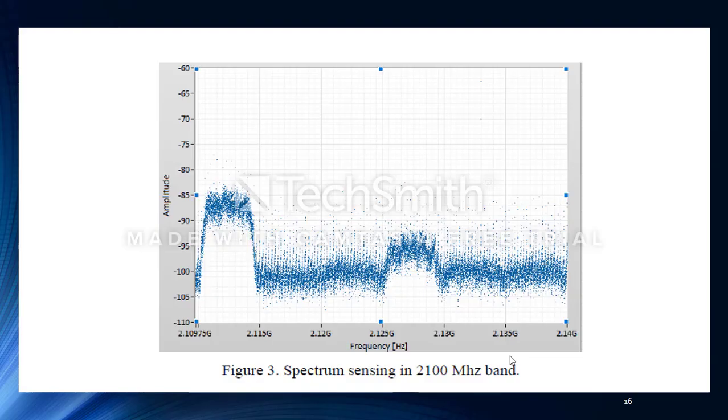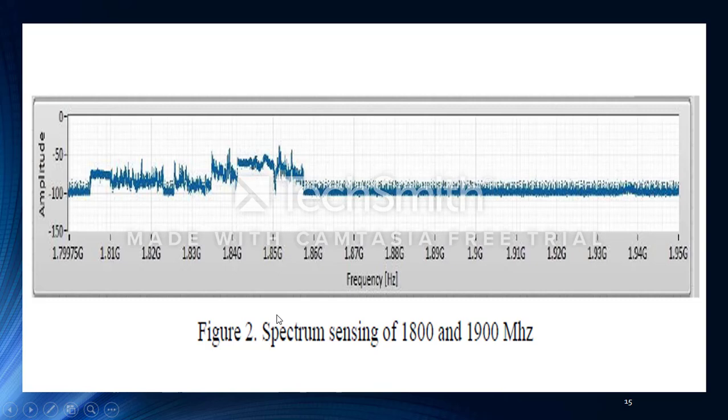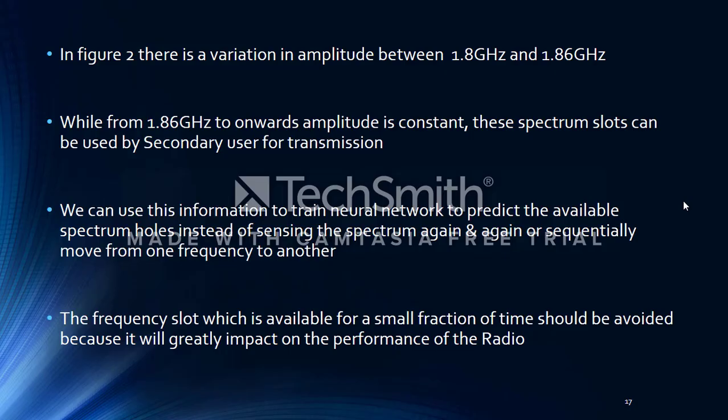In figure 2 there is a variation in amplitude between 1.8 GHz and 1.86 GHz, while from 1.86 onward the amplitude is constant. These spectrum holes can be used by the secondary user for transmission. We can use this information to train a neural network to predict the available spectrum holes instead of sensing the spectrum again and again or sequentially moving from one frequency to another.